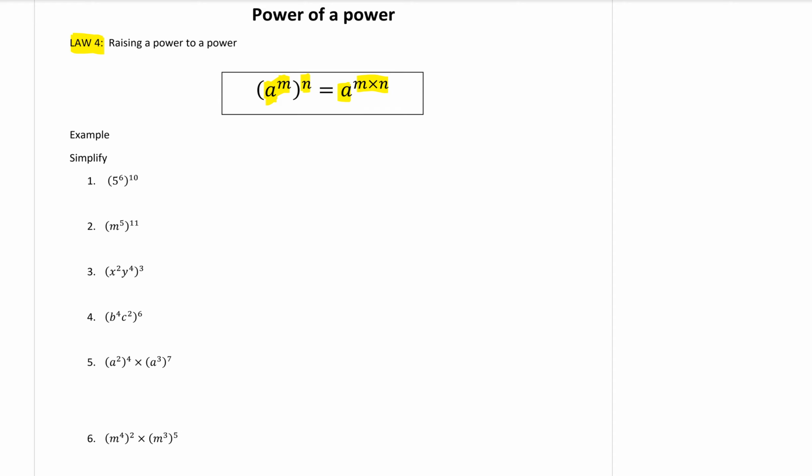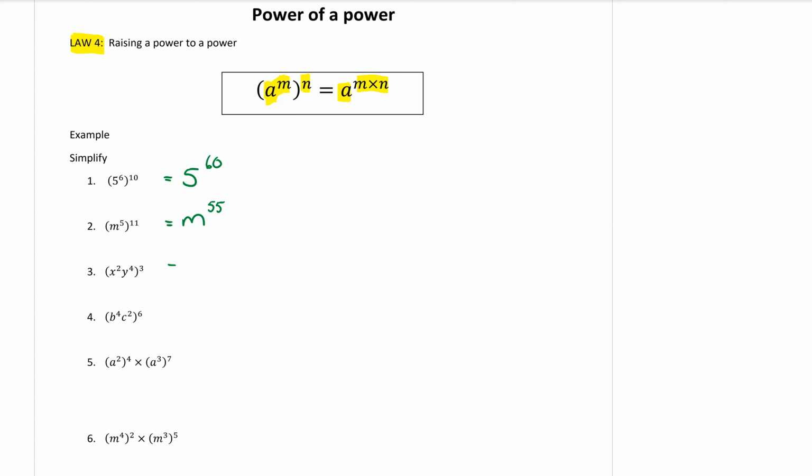If 5 is the base, then I need to multiply those powers to expand it out. So 6 times 10 is 60. So 5 to the power of 60. In question 2, m is the base, and I multiply 5 times 11, which is 55.